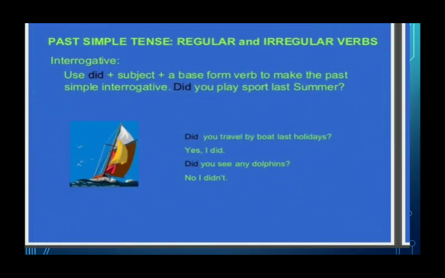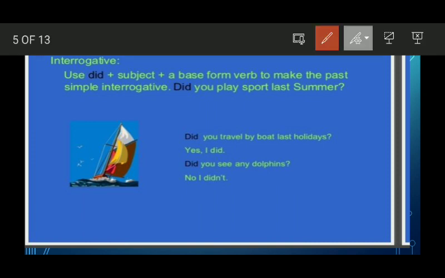In this slide, past simple tenses, regular and irregular verbs, we have used, and this one is the interrogative sentence, as well as we have seen earlier the affirmative sentence of simple past tense and the negative sentence of the simple past tense. In the same way, I am showing you interrogative sentences of the simple past tense by using did. How can we change? Did plus subject plus base form of the verb to make the past simple interrogative.